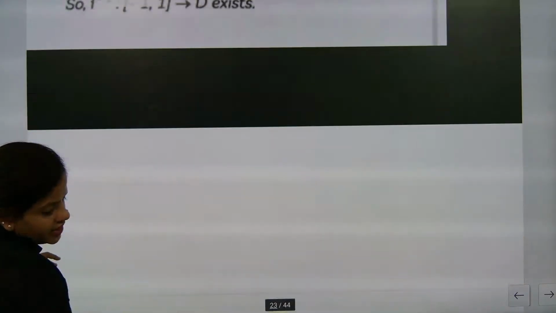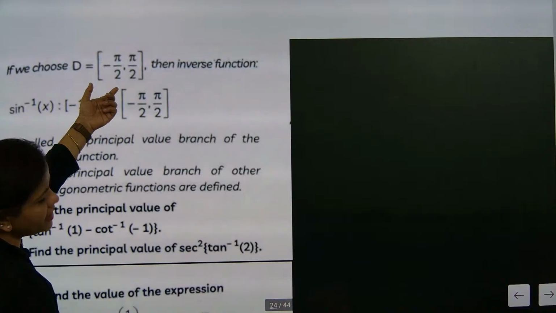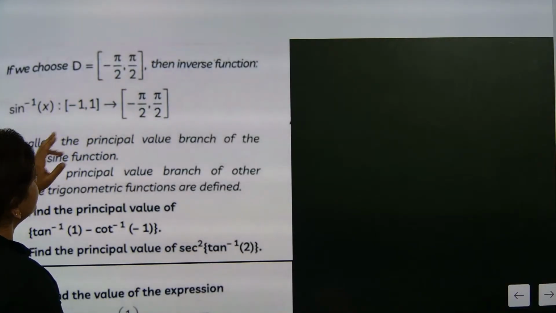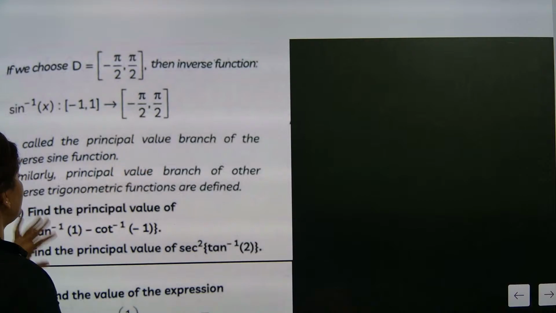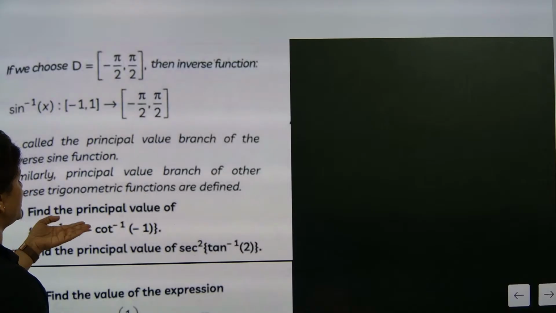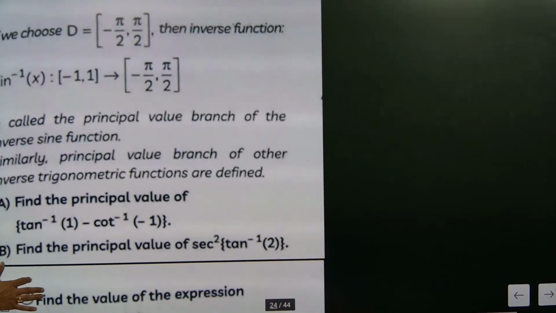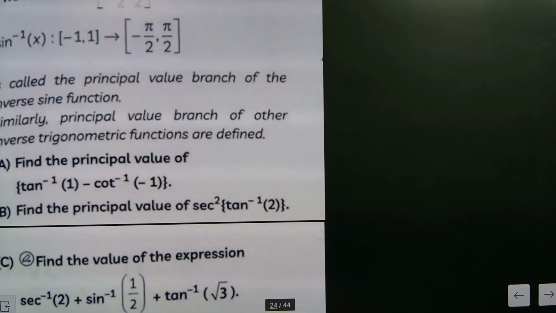After that, they are telling that if we choose D as minus pi by 2 to pi by 2, then the inverse function in that interval is called the principal value. This already we know. After that, they are telling to find the principal value of tan inverse 1 minus cot inverse of minus 1. This is just that statement. Please kindly solve this question. This is just a solving question.